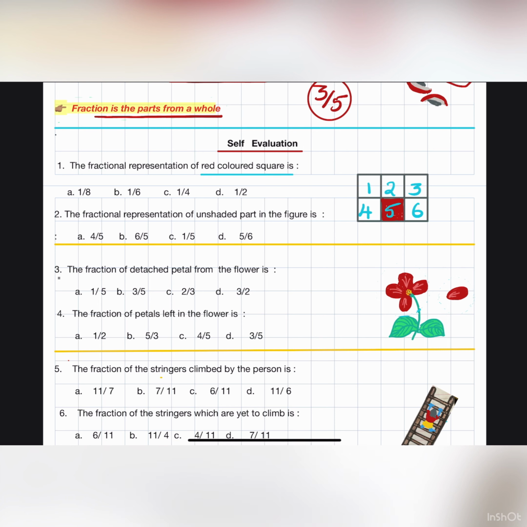Next, the fractional representation of unshaded parts in the figure is. So, the unshaded parts, which are those? 1, 2, 3, 4, 5 out of 6. So the correct option is D.